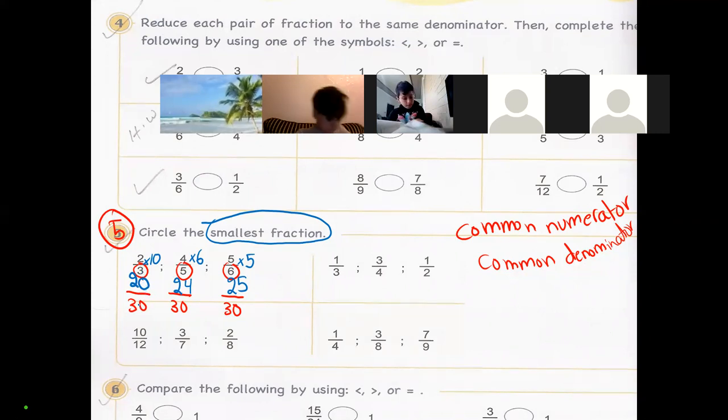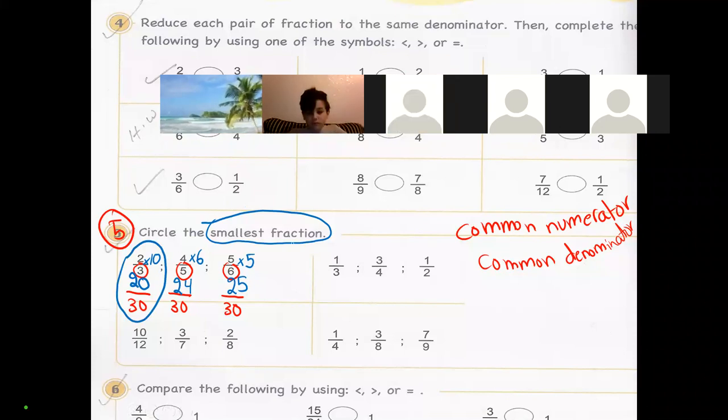The 3 becomes 30. Which number in table 3 gives us 30? It's 10. We multiplied the denominator by 10, so we also have to multiply the numerator by 10. Now all of them have the same denominator, 30, so the smallest fraction is the one that has the smallest numerator, which is 20. So 2 over 3 is the smallest fraction in the first part. Is it clear?